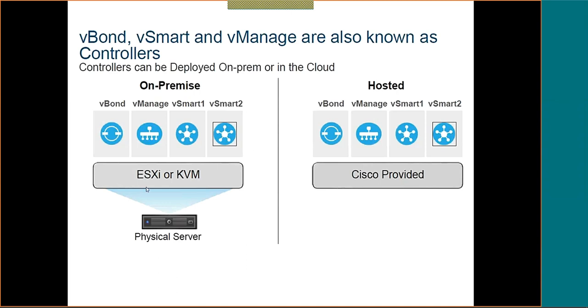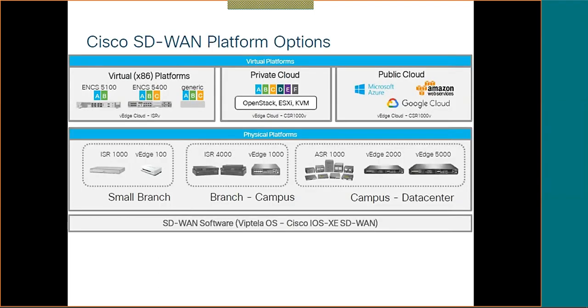So a physical server, the hypervisor layer on ESXi or KVM, VM1 vBond, VM2 vManage, VM3 vSmart, VM4 vSmart 2. On provided infrastructure, maybe a cloud-provided infrastructure, Cisco provides VM1, VM2, VM3, VM4. And when we have hardware, maybe like vEdges, vEdges come with various platform support.